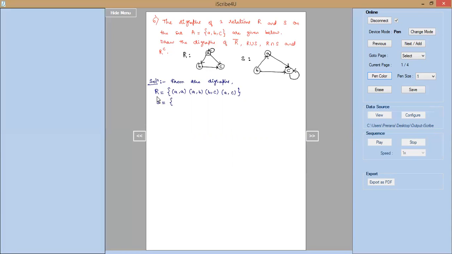Now we have S. S is given by (B, A), (B, C), (A, C), (C, C). There are again 4 edges including the loop. So we have written all those in the form of ordered pairs. Arrows are important. They represent the ordered pair here. Now looking at R and S, we have to write down R complement. R complement is the set of all those ordered pairs which are in A cross A but not in R. So I have to write down.